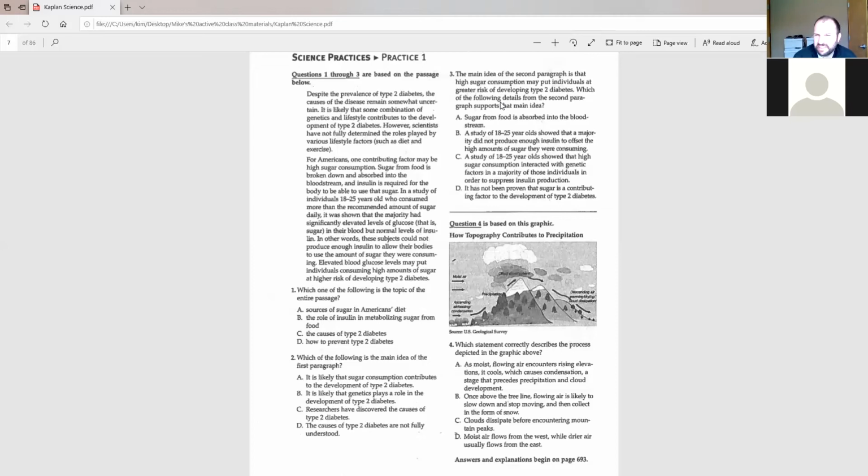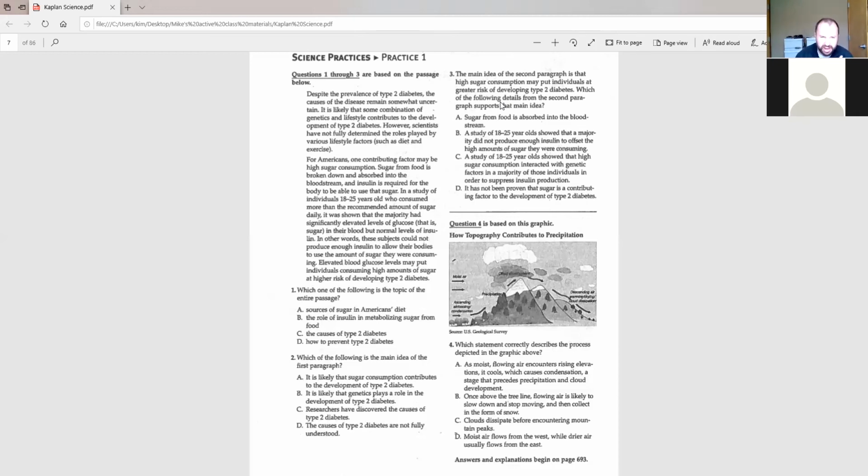The first sentence literally says, the causes of the disease remain somewhat uncertain, which implies that they haven't discovered exactly what causes it. So C is the next one I throw out. And between B and D, which one sounds like the main idea or the general view of the first paragraph?